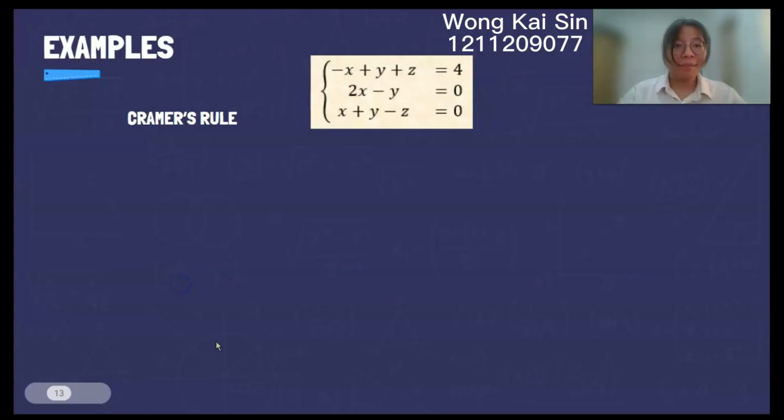Hi, my name is Wong Kai Sing and my ID is 1211209077. Our topic is matrix, and this is one of the examples of the matrix, Cramer's rule. And this is the first question.